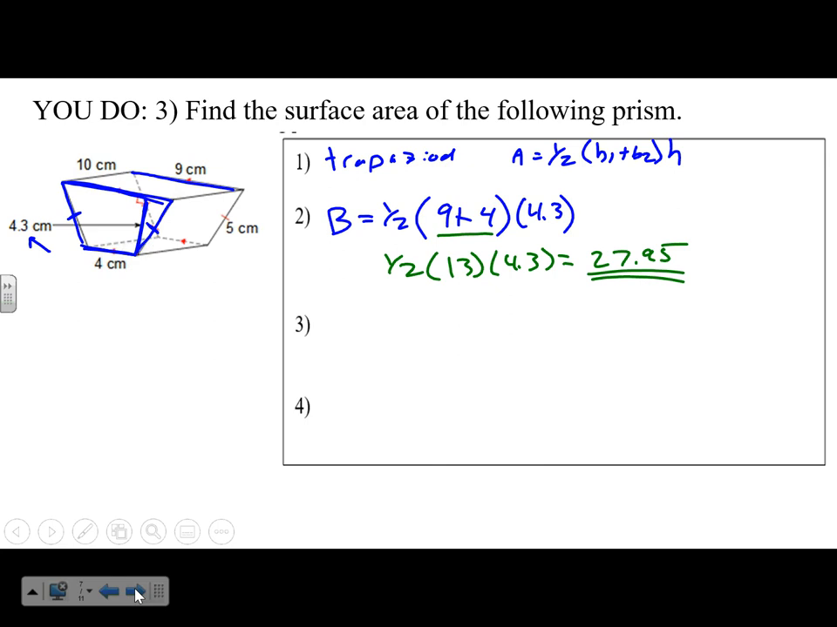Then your base perimeter. So we know that this length is 9. This length is 4. Then this length is 5, which means this length is 5. And then it says they're congruent, so this one's 5 over here. So that's what you need. 4 plus 5 plus 9 plus 5 is 23.